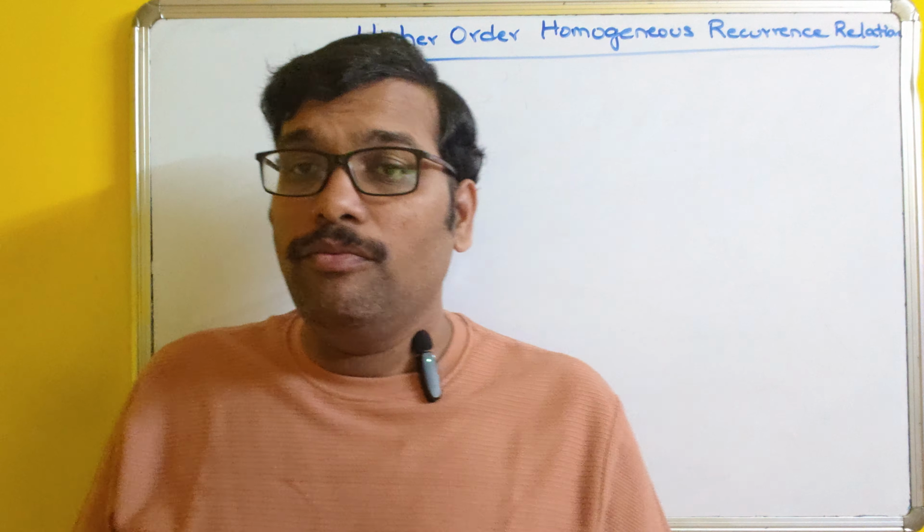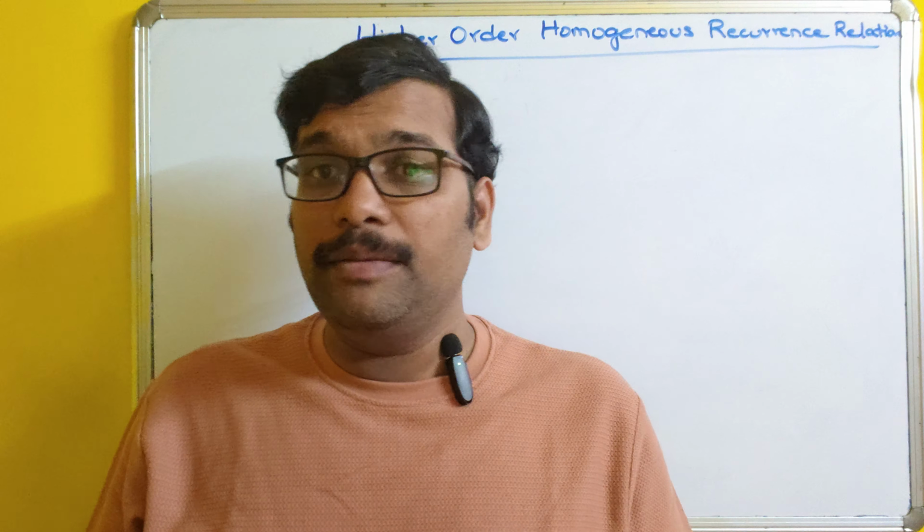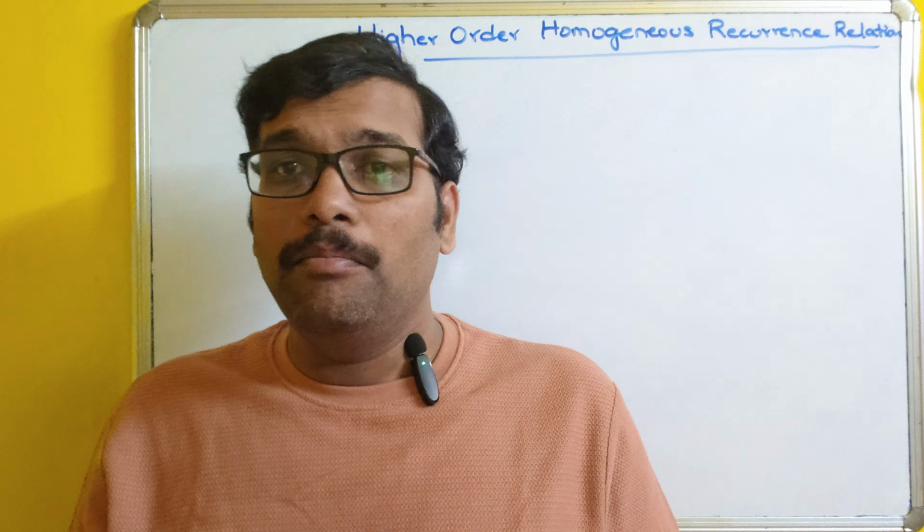So, higher order homogeneous recurrence relation. We'll take one example and we'll solve. If the current term depends upon more than two previous terms, then we call it a higher order homogeneous recurrence relation. This can be either third order, fourth order, fifth order, and so on, right?